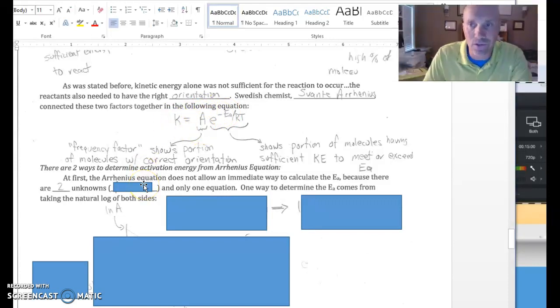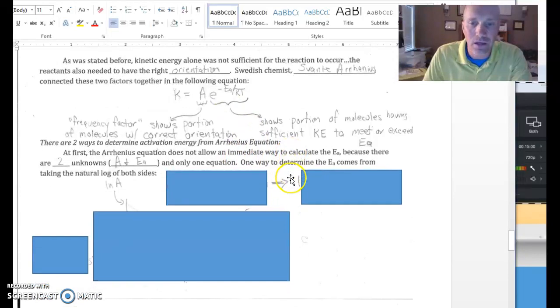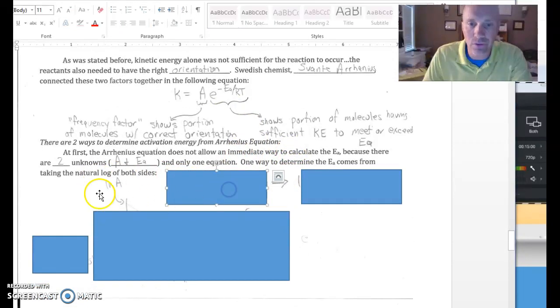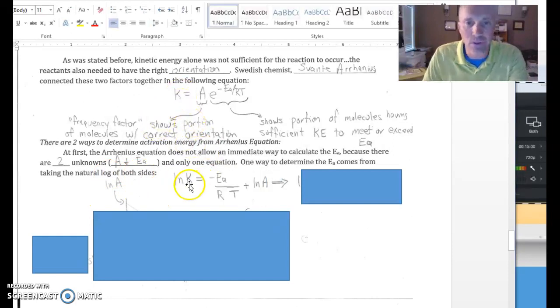There's actually two ways we can do this. All right. So first of all, there are two unknowns, A and the energy of activation. And if we only have this one equation, we don't really have a way to figure that out. One way that we can do this, though, is what if we take the natural log of both sides of this? We would end up getting ln of K equals the negative activation energy divided by RT plus ln of A.